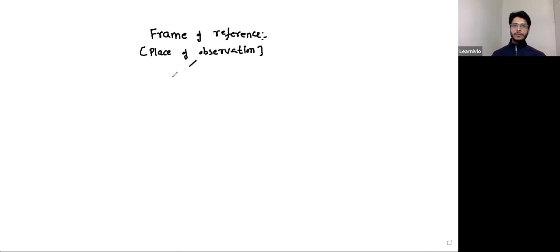You can divide your frame of reference into two categories. It could be either an inertial frame of reference, or your frame could be non-inertial. Inertial frame or non-inertial frame. Let's see the difference between inertial and non-inertial frames. Inertial frames are those which are either at rest with respect to Earth or moving with constant velocity.